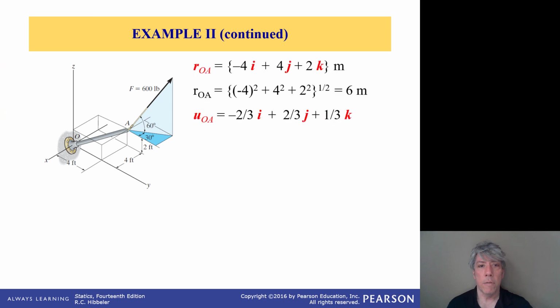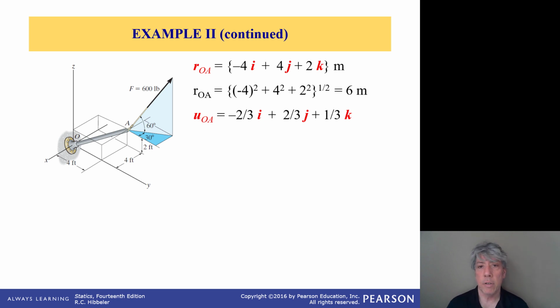All right, so first things first, write ROA. So let's see, -4 in the i direction, that's the negative x direction, +4 in the j, yes, that makes sense, moving forward along the y-axis, and then up 2 feet in the k direction. And I just noticed that we've got meters here. We should actually have feet, not meters, so that's a mistake in the slides. Numerically, it should be okay, though, because I know those numbers are right.